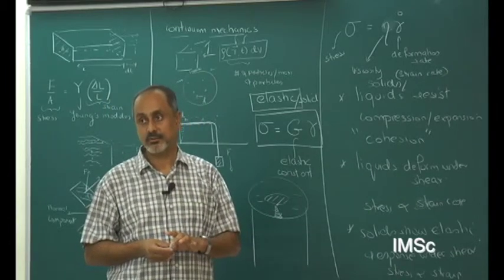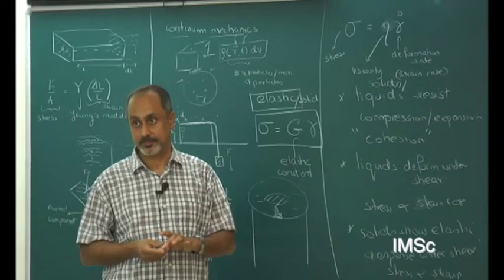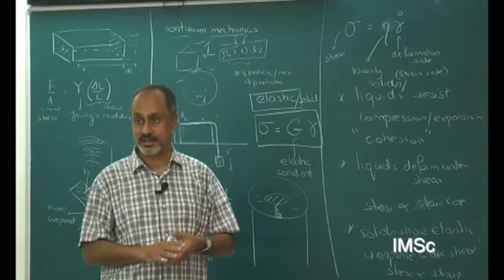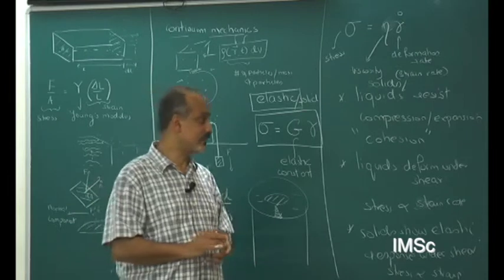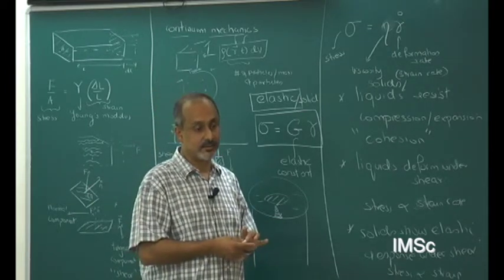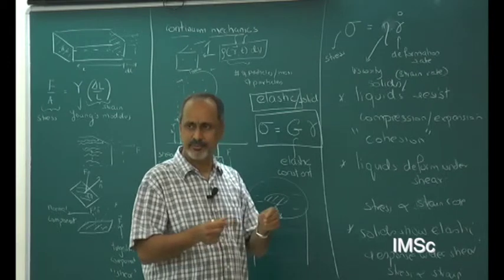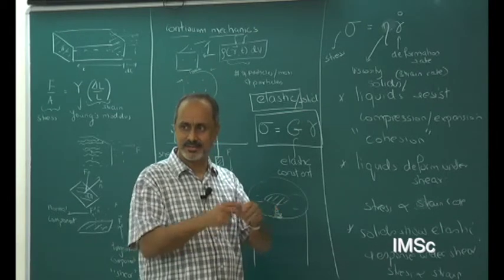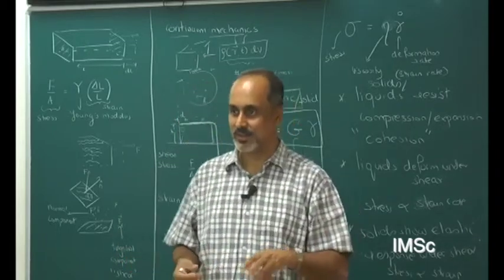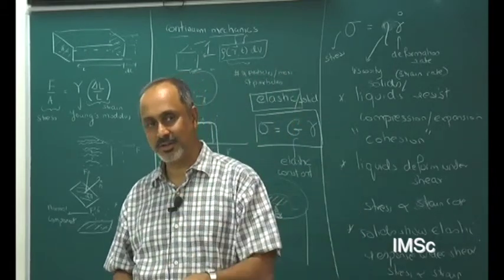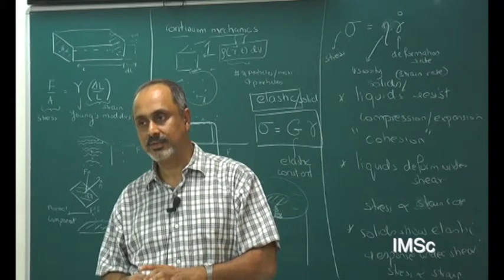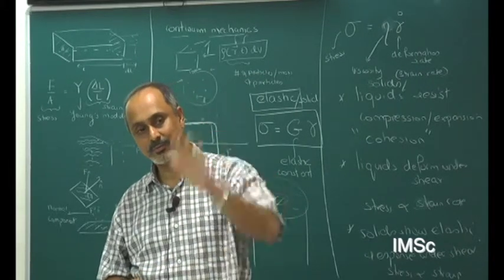Most objects are not exactly solid-like or liquid-like. They're typically what are called viscoelastic. Viscoelastic means they have properties that are both liquid-like and solid-like. A viscoelastic liquid is something like silly putty, if you've played with it. It's a common children's toy which behaves like a solid at short times and behaves like a liquid at long times.